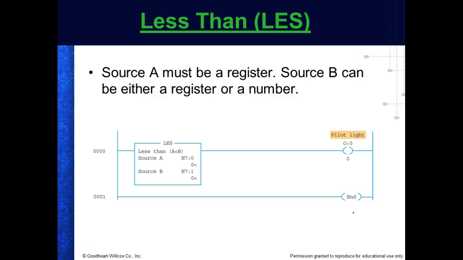Okay, what does this say? Less than. So if source A is less than source B, now notice they actually put this, remember the arrow points towards the smaller, right? Are you okay there? Yeah. Any questions?